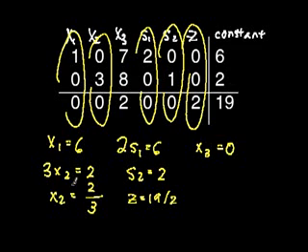You would interpret these results by saying that the system is maximized at z equals 19/2 when x sub 1 equals 6, x sub 2 equals 2/3, s sub 1 equals 3, s sub 2 equals 2, and x sub 3 equals 0.